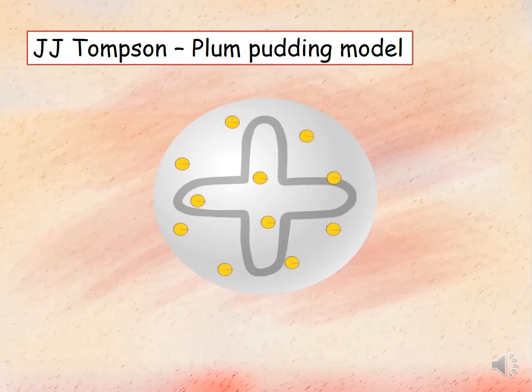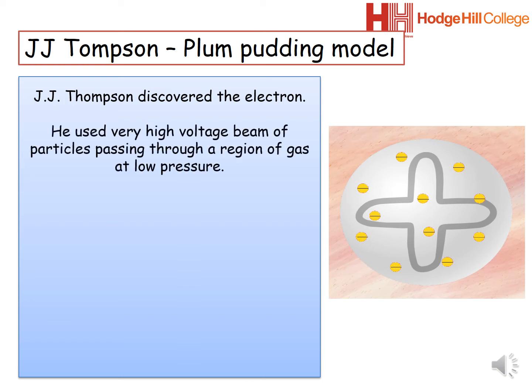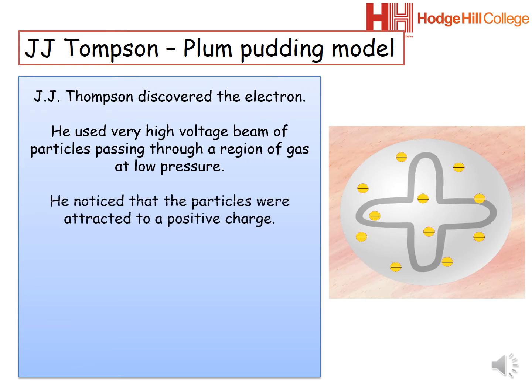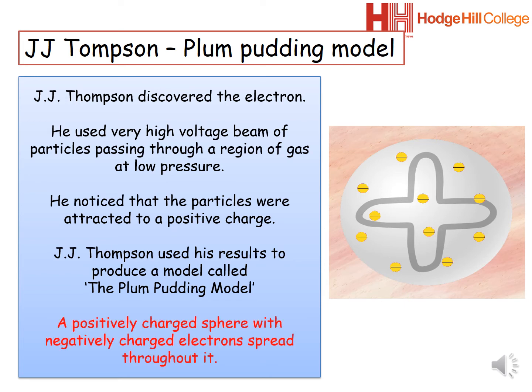Let's now have a look at J.J. Thomson's plum pudding model. J.J. Thomson discovered the electron. He conducted an experiment where he used a very high voltage beam of particles passing through a region of gas at low pressure. He noticed that the particles were attracted to a positive charge. J.J. Thomson used his results to propose a model called the plum pudding model.